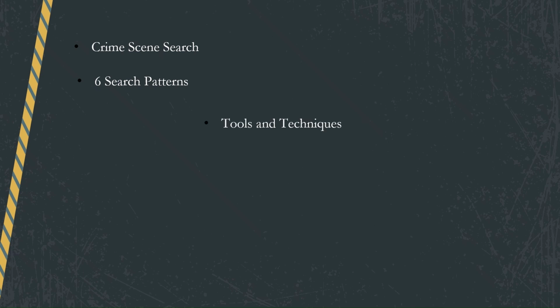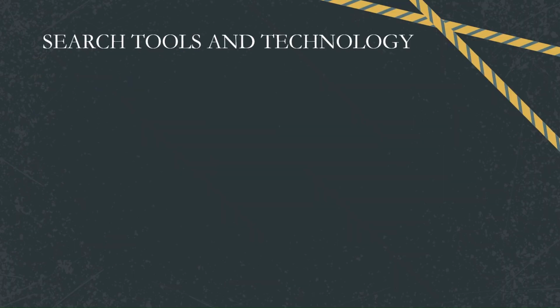So in the previous video, we built the entire foundation of the crime scene search. You now know what a crime scene search is, the one chance principle, and all the 6 search patterns. Now today we will talk about the tools and techniques investigators use to find evidence that is completely invisible to the naked eye, and we will also look into the final walkthrough. So let's get into it.